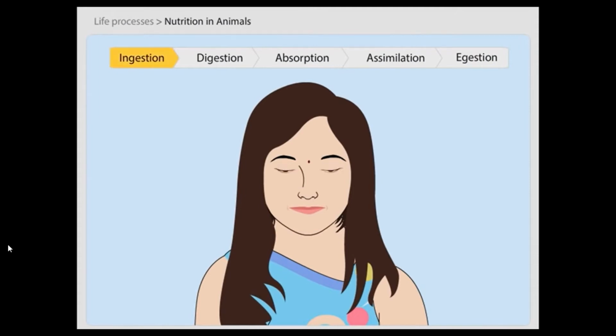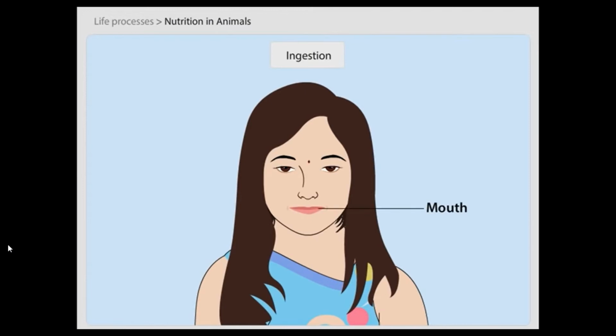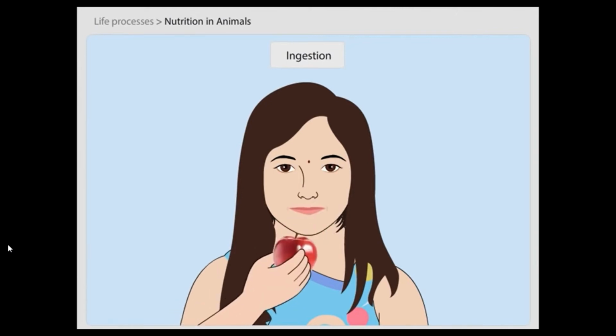The first one is ingestion. Human beings have a special organ for the ingestion of food. It is called the mouth. It is bounded by the upper lip and lower lip. The food is put into the mouth with the help of hands.